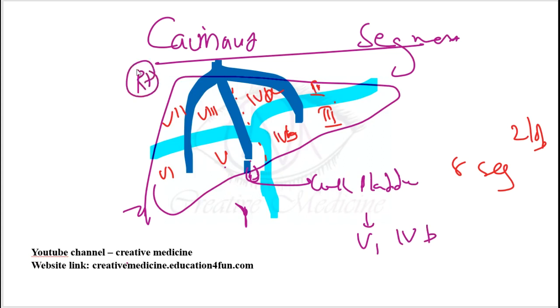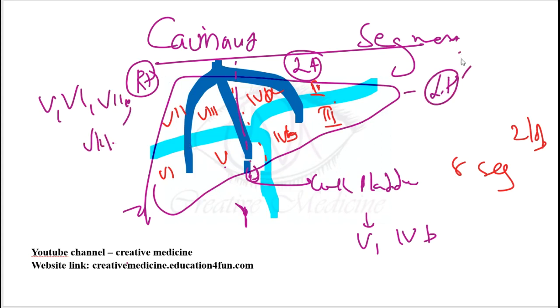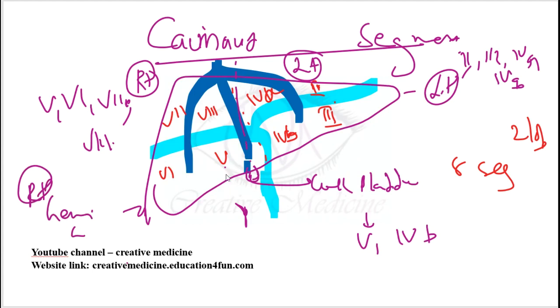Where is the right lobe? This is the right lobe, this is the left lobe, and this is the division. The right lobe contains the 5th, 6th, 7th and 8th segments, whereas the left lobe contains the 2nd, 3rd, 4A and 4B segments. Now what about the hepatectomies? We have right hemihepatectomy, which will remove only the right lobe. Obviously 5, 6, 7, 8 will be removed, and left hemihepatectomy will remove only the left lobe.